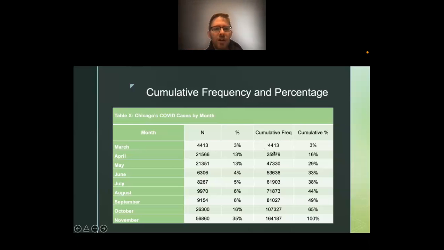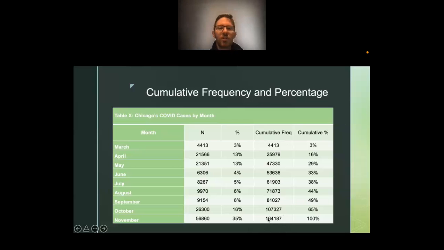So for March in cumulative frequency, we have 4413, and then we add April's plus March's to get 25,979. And then we add May's to all of that, right? So it just keeps getting bigger and bigger. And then finally, when you add November's, this is the total number of cases between March and November. That's what a cumulative frequency does.